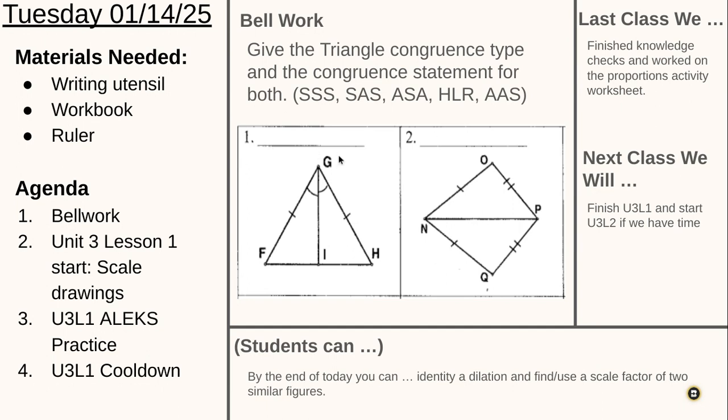And what would the triangle congruence be? The triangle statement, the congruent statement. Triangle FGI is congruent to triangle HGI. Perfect. Did anybody have something similar or have a different one? GHI and what was the other one? GFI. Both of those also work.